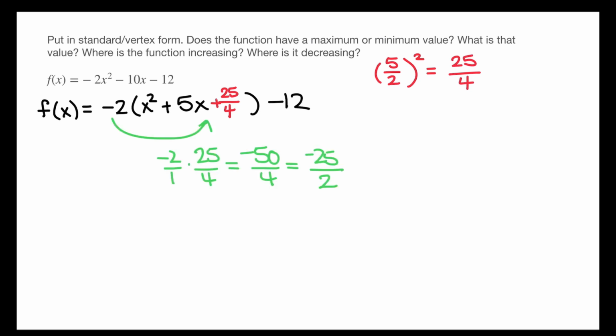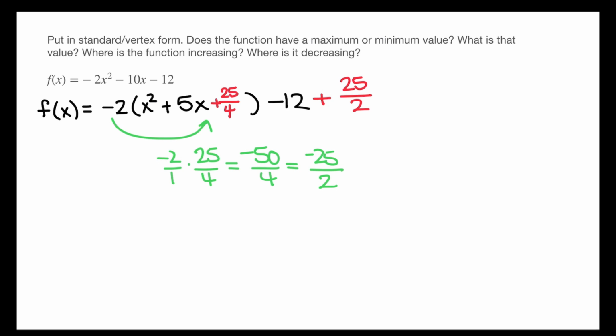But we have to be really careful. Because I put the 25/4 inside the parentheses, the -2 applies to that. So technically, I have added -2 times 25/4. -2 times 25/4 is -50/4, which can be reduced to -25/2. So technically, we just added -25/2, or subtracted 25/2. So we're going to have to do the opposite, which would be adding 25/2.